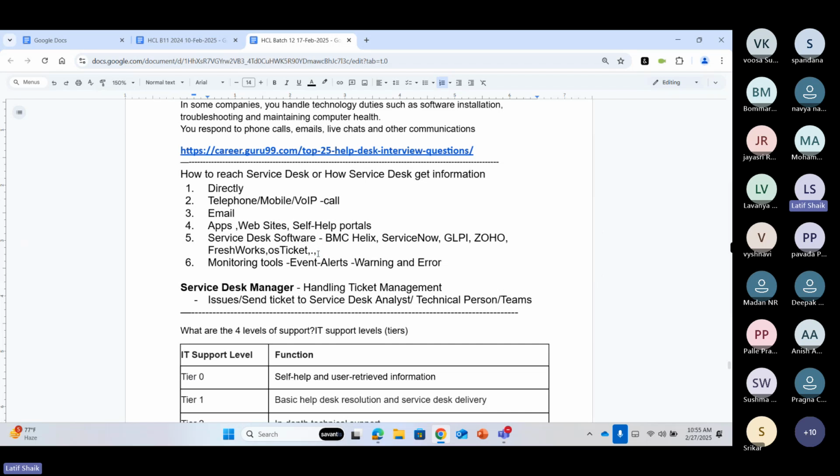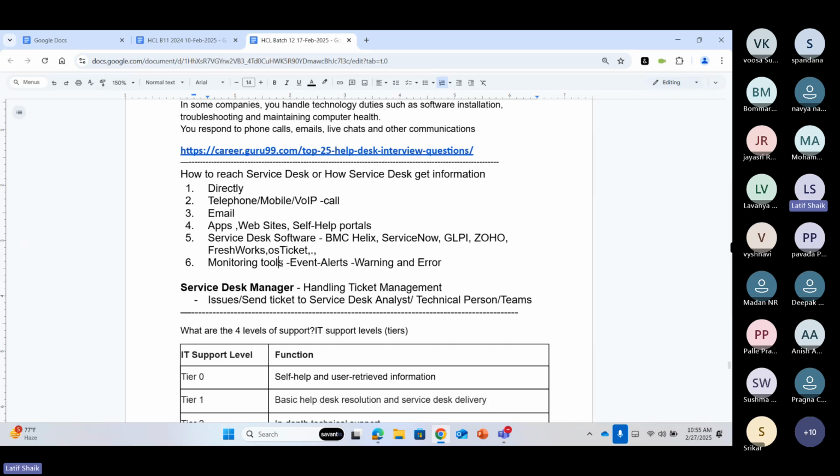These portals can also be provided through different software, or a single portal type. We can use different types of service desk software like ServiceNow, BMC Helix ITSM, GLPI, Zoho, Zendesk, Freshworks, osTicket. Different types of software help make a connection between the clients or customers and IT employees.